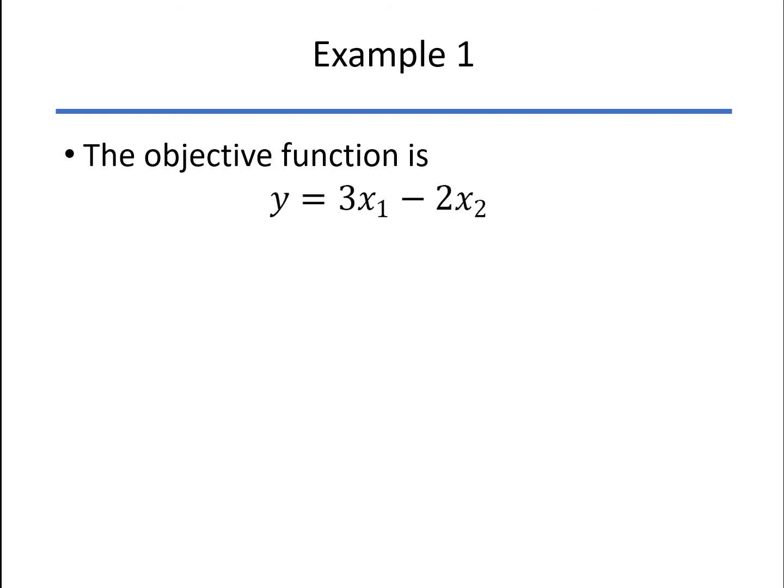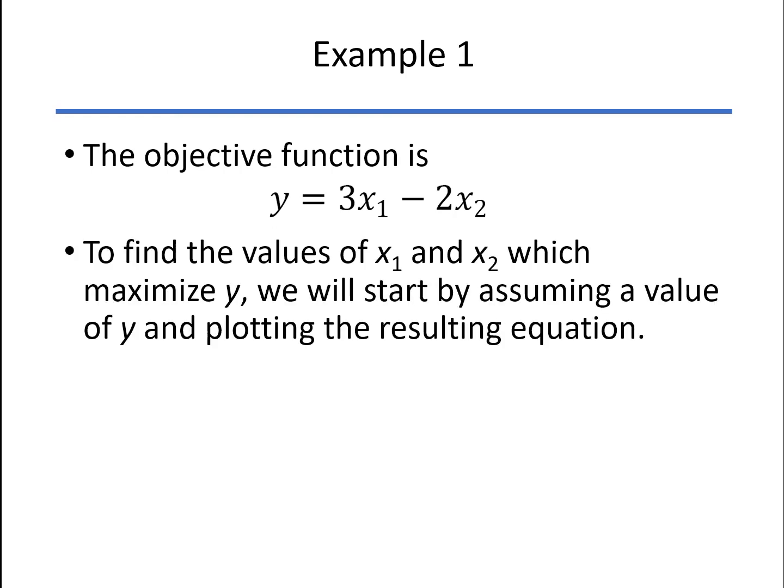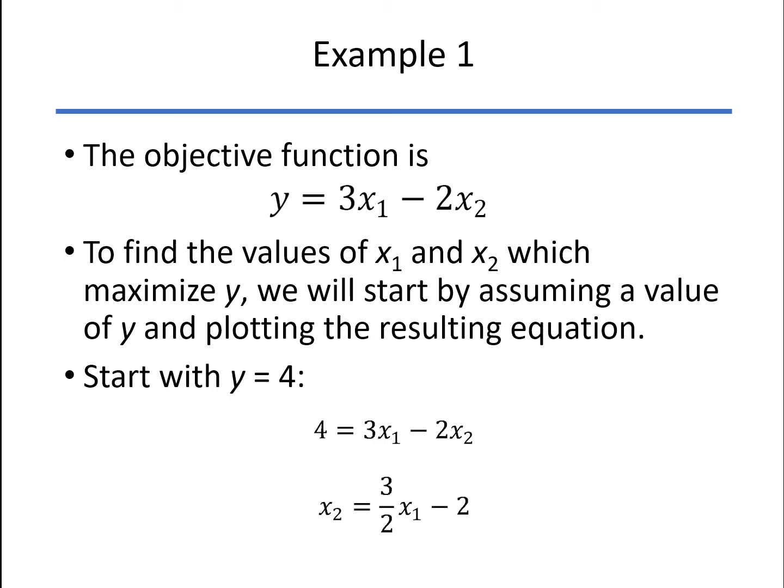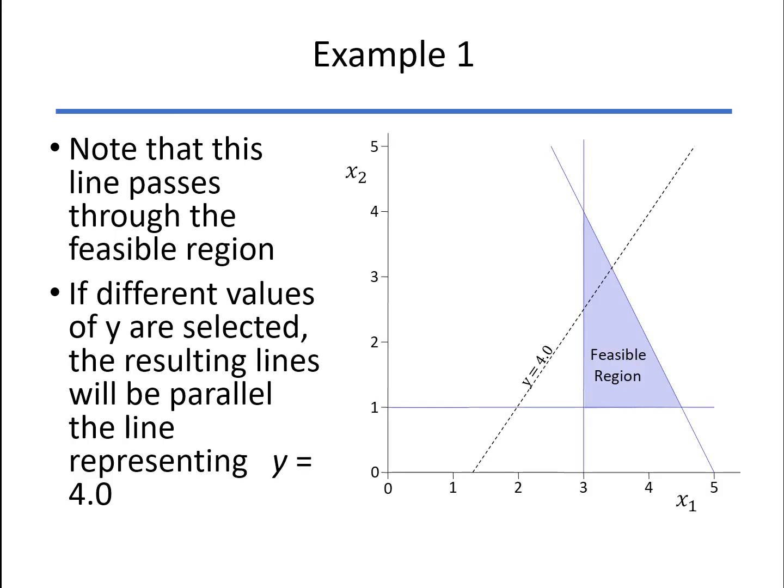Now, remember the objective function. Here's what we're trying to maximize. And let's start out by just assuming some value of y. A lot of these solution methods require us to start with a guess value, so we'll just arbitrarily pick a guess value, y equals 4. And we can write the equation in the form of a line, that is, y is equal to mx plus b. So in this case, x2 is equal to 3 halves x1 minus 2. And so you can see how that plots as it passes through the feasible region.